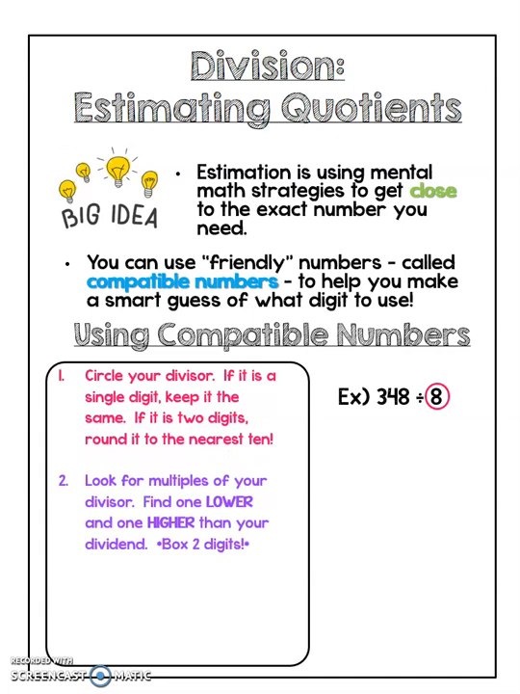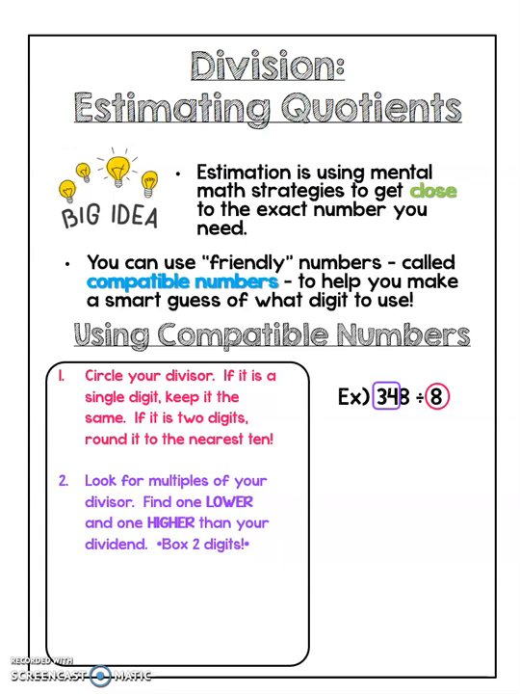Next, we're going to look for multiples of that divisor, and we're going to look for one higher and one lower than our dividend. And you can see I've drawn a box around the first two digits in my dividend, the 34. I don't need to think about multiples of 8 all the way into the 300s. What I can do is use the 34, those first two digits, to help me make a prediction of a smart number to use. So if I'm skip counting by 8s, I know I have 8, 16, 24, 32 as a lower number, and then the next multiple would be 40. So I can use 32 and 40 as the first two digits in my estimate.